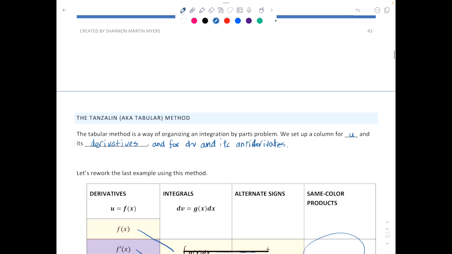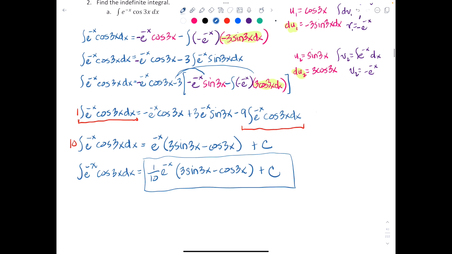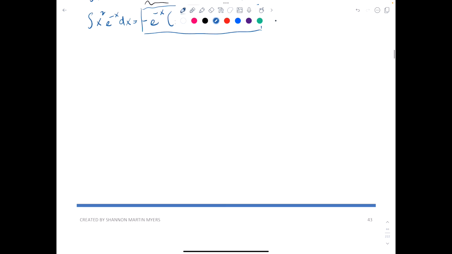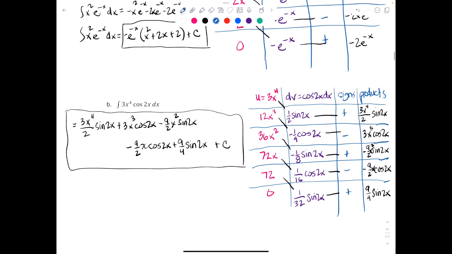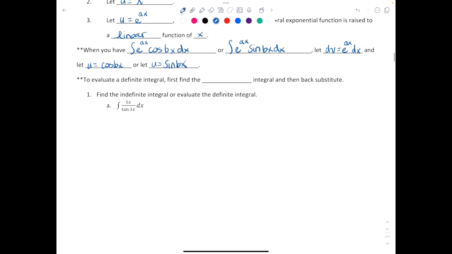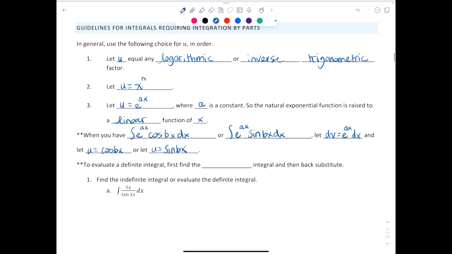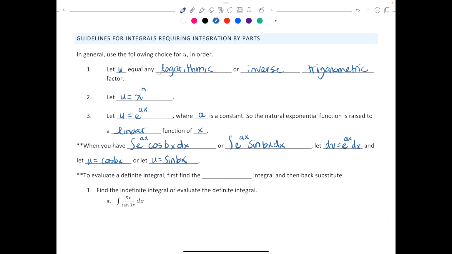And this other one that we had done before, way back here, that was our u. So we were multiplying by the a and the angle, okay? All right. To evaluate a definite integral, first find the indefinite integral and then back substitute. All right.